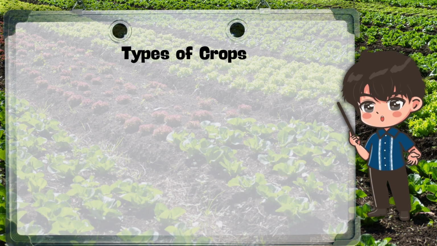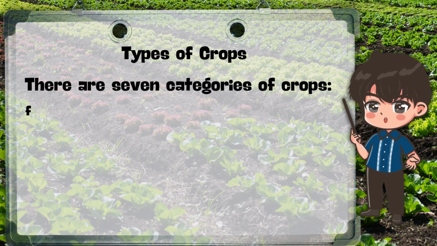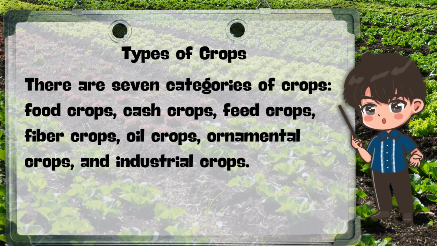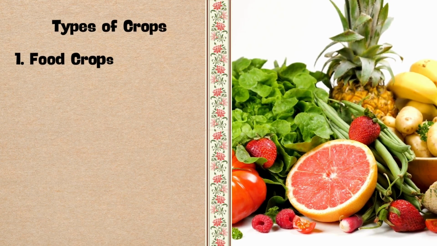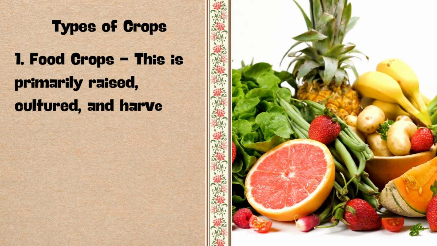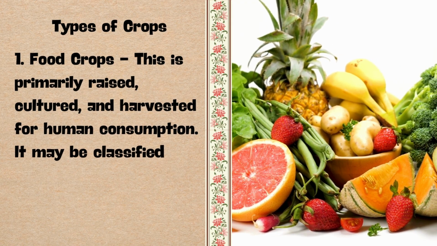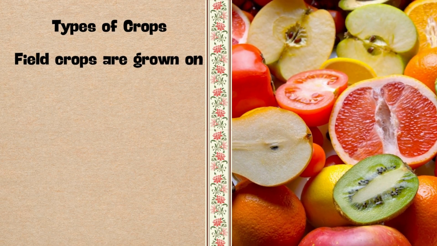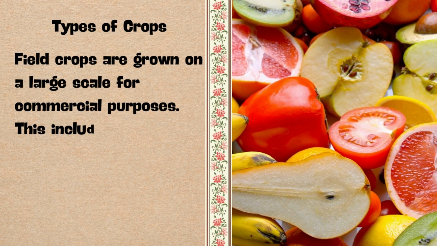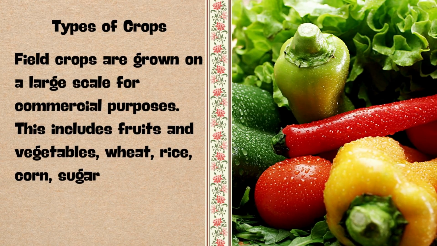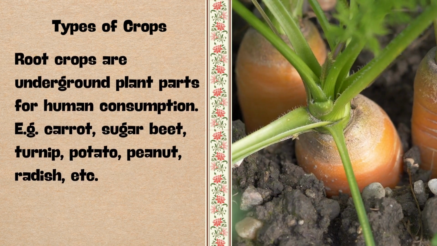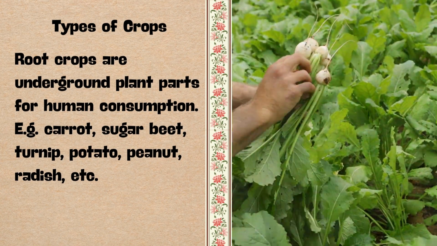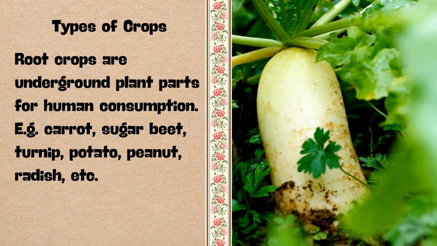Here are the types of crops. There are 7 categories of crops: food crops, cash crops, feed crops, fiber crops, oil crops, ornamental crops, and industrial crops. 1. Food crops. This is primarily raised, cultured, and harvested for human consumption. It may be classified as field crops or root crops. Field crops are grown on a large scale for commercial purposes. This includes fruits and vegetables, wheat, rice, corn, sugarcane. Root crops are underground plant parts for human consumption, e.g. carrot, sugar beet, turnip, potato, peanut, radish, etc.